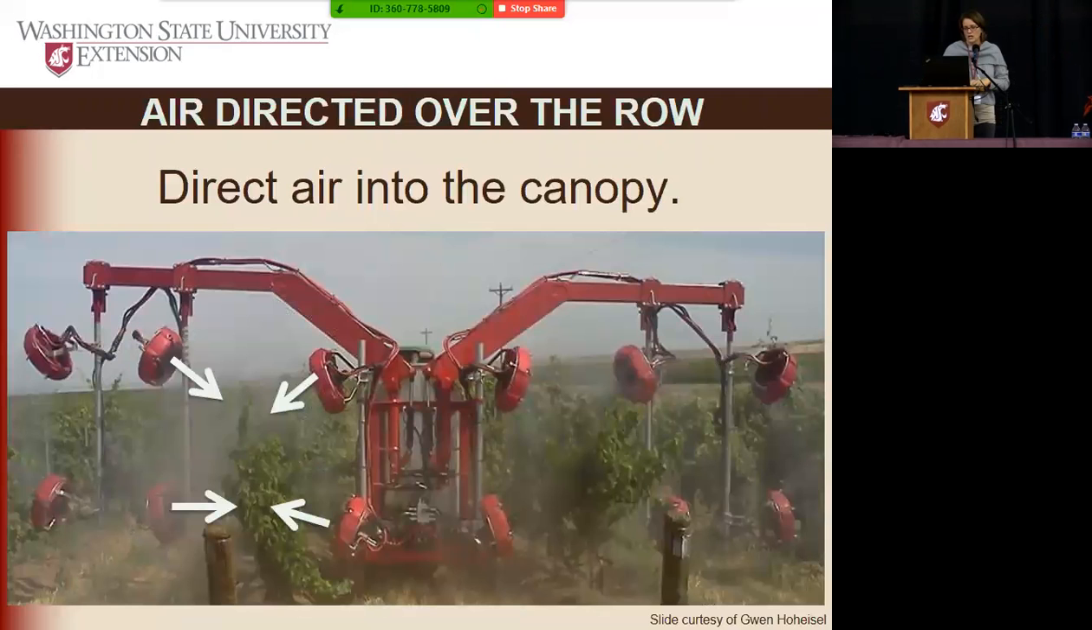You have several machines out there where you can direct the air into the canopy. There are some out here that look more like boom sprayers as they come down. And again, they're directing that air in, but you better make sure that the nozzles or the heads are actually pointed up and into the canopy.